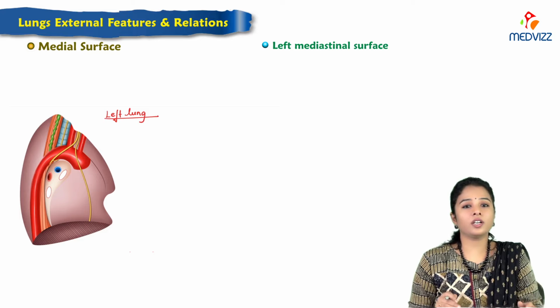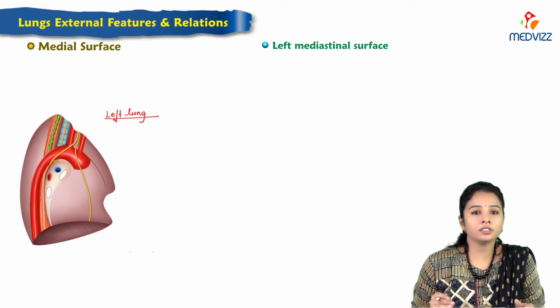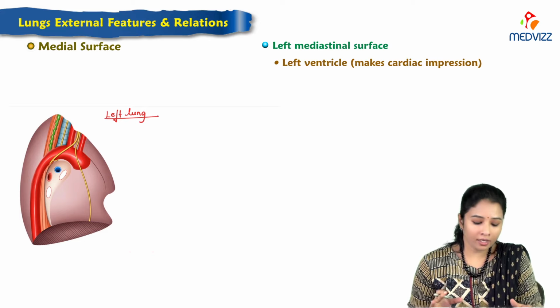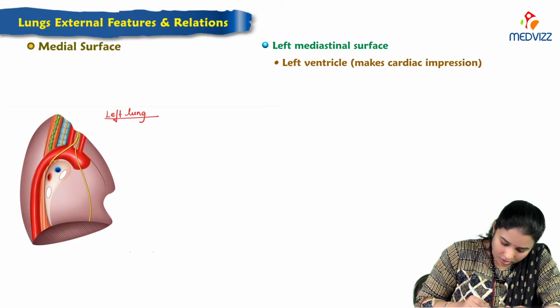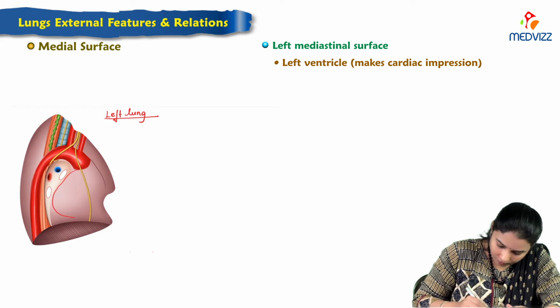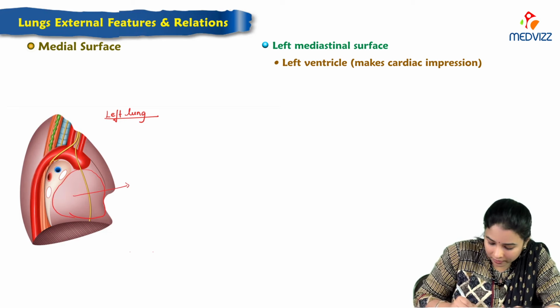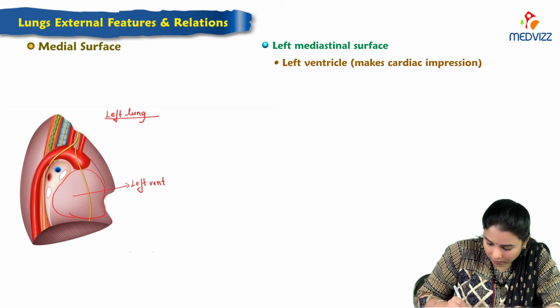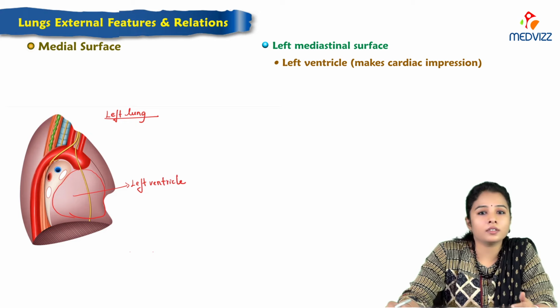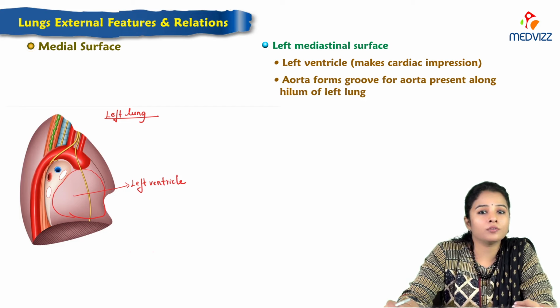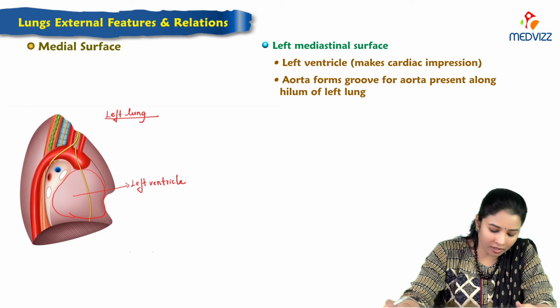So this is the left lung. Mediastinal relations of the left lung: the left ventricle makes a cardiac impression. This large area, this part, is the cardiac impression made by the left ventricle. And the aorta forms a groove for the aorta, present along the hilum of the left lung.